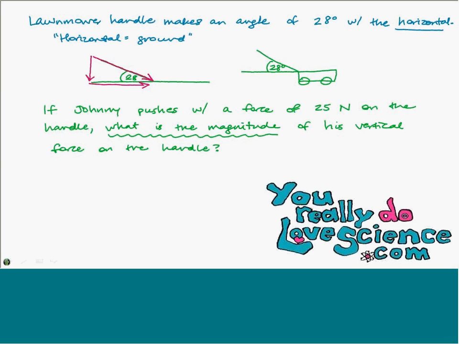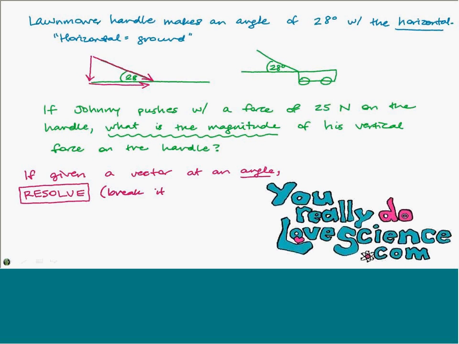Sometimes in these problems, if you're given a vector at an angle, like the lawnmower we were just given, you need to resolve it. When you resolve a vector, you break it down. You fit it into the horizontal and vertical components. And the components just mean the parts, like you have the components to your stereo system, it just means the parts of your stereo system.